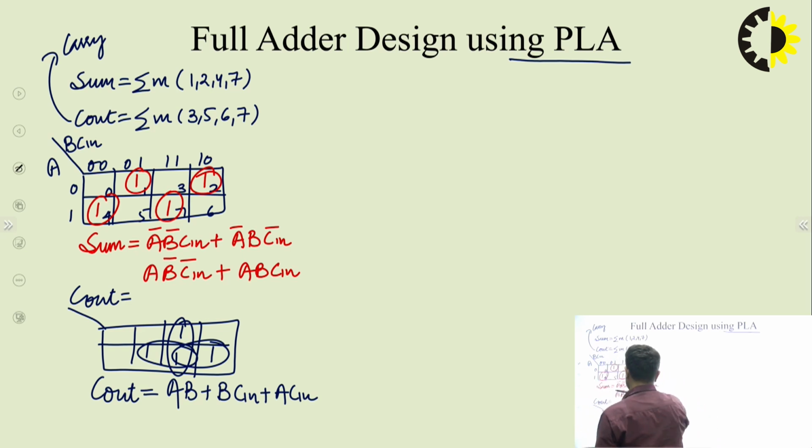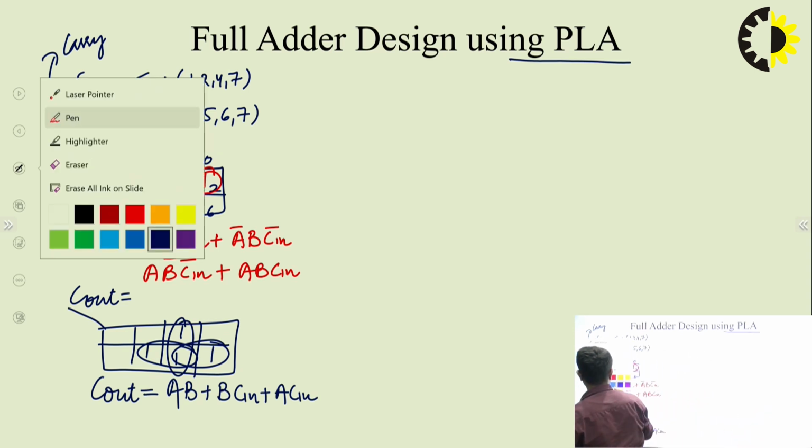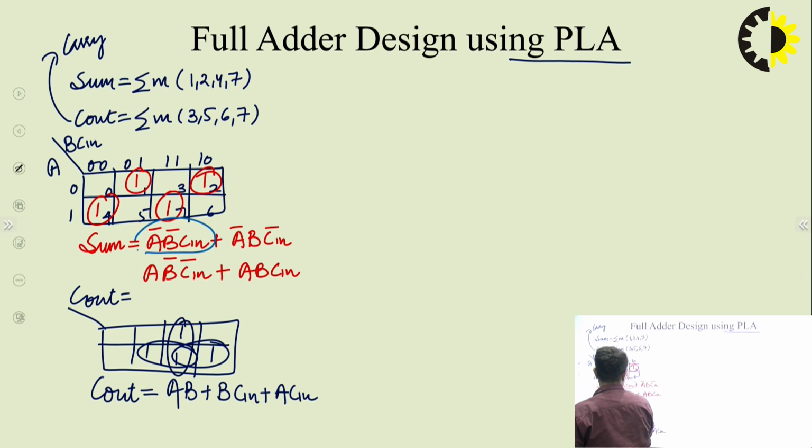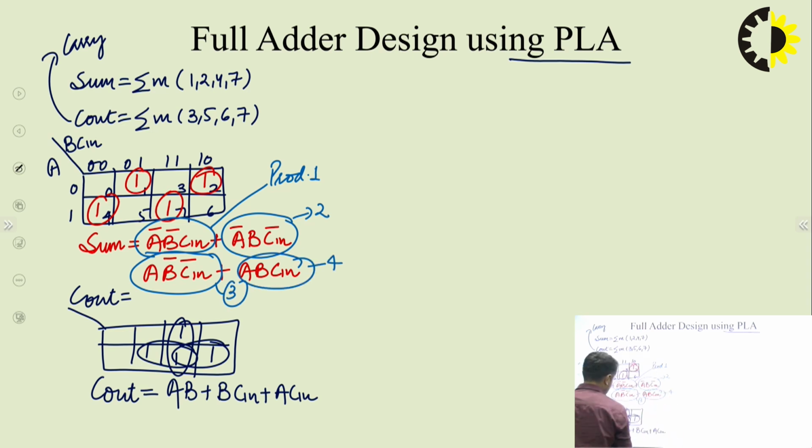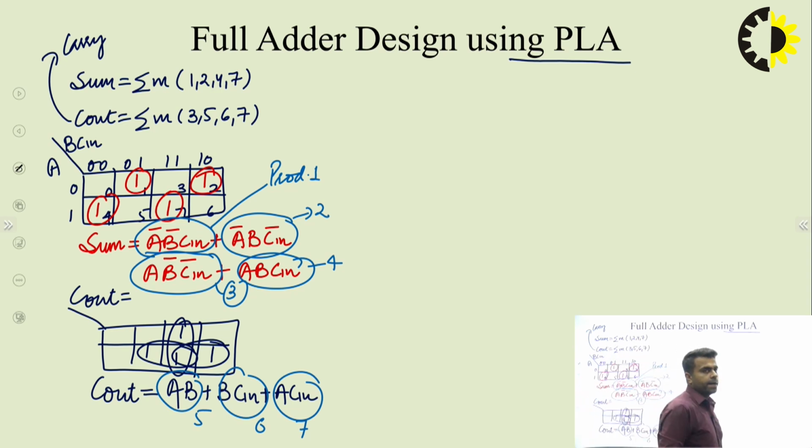Now in that we can see that, let's mark our products in this. So this is product number 1, this is product number 2, this is product number 3, this is product number 4, and this is product number 5, this is product number 6, this is product number 7. So we can check that a total of 7 AND gates are required for 3 input variables A, B and C. So now let's design the circuit using PLA.